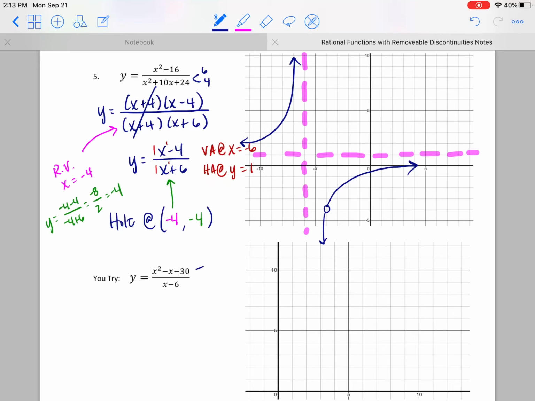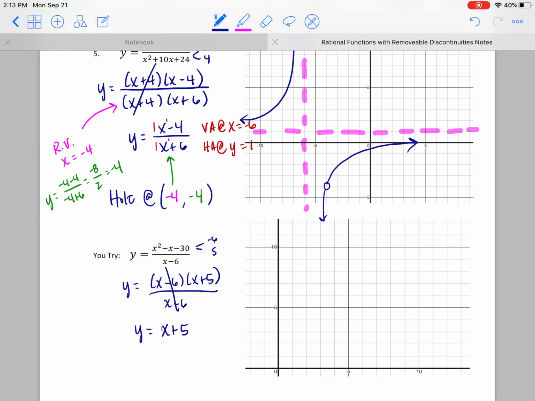On this last guy, let's see, factors in -30 that make -1 would be -6 and +5, and I'm writing my signs wrong. -6, +5. So if the top factors into x minus 6 and x plus 5, and there's an x minus 6 in the bottom, then that x minus 6 is going to cancel. So our simplified function is just going to be a line.